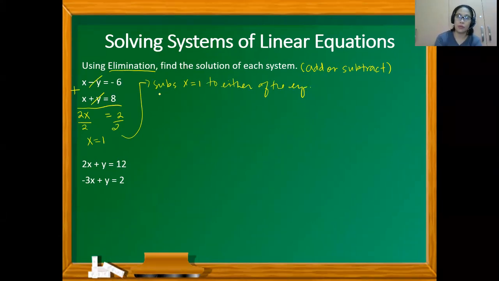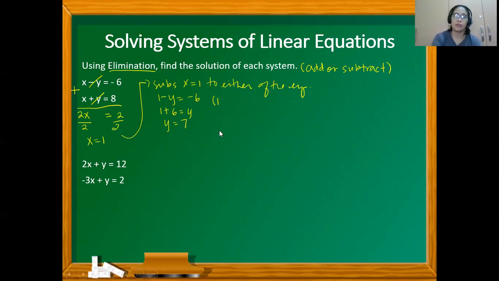For example, if we substitute x equals 1 to the first equation, we have 1 minus y equals negative 6. Transposing negative y on the other side and negative 6 on the other side also, we have 1 plus 6 equals y. So y equals 7. So we now have (1, 7) as the solution for this system of linear equations.